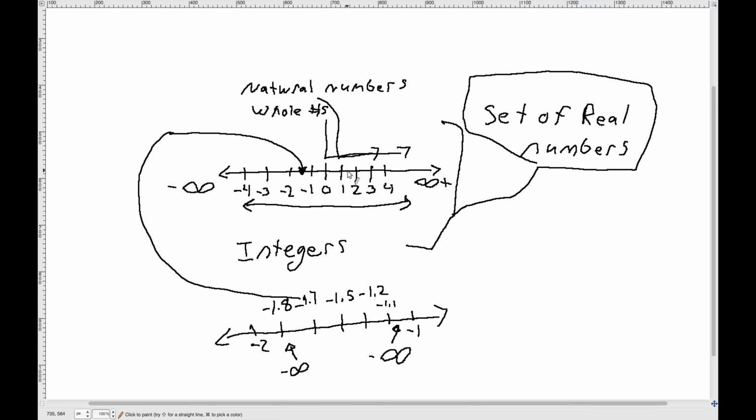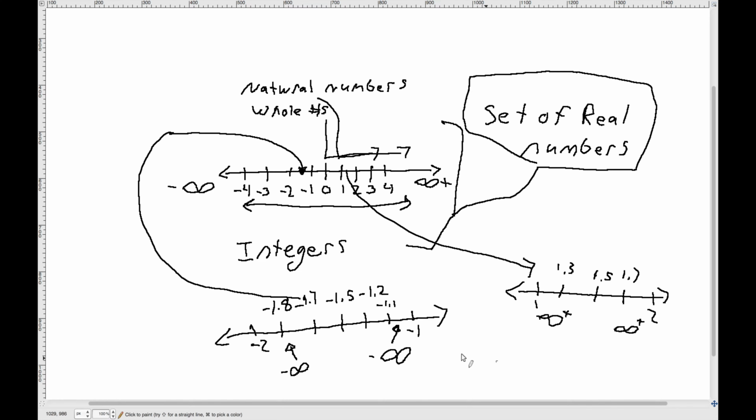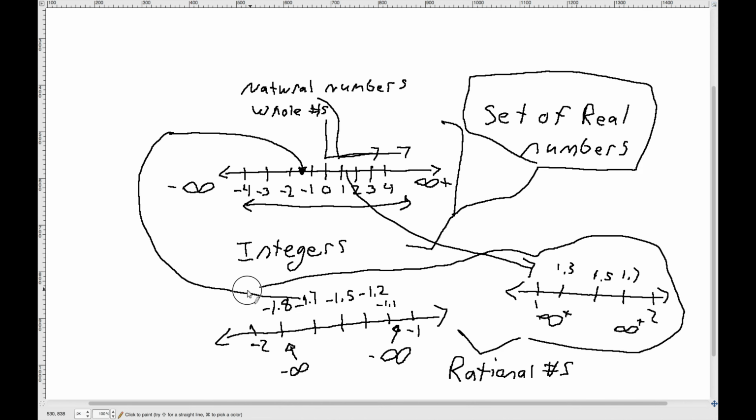You can do the same thing on the other side with positive numbers. Between 1 and 2, we can have 1.3, 1.5, 1.7, and you can have an infinite amount of numbers in between each of those two numbers. These in-between numbers are called rational numbers. Just like how integers have an infinite amount of numbers, there's also an infinite amount of rational numbers.